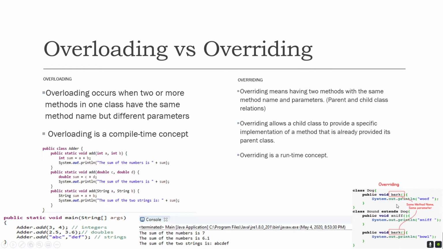So yeah, over here I have an example. It's just class Dog, public void bark. It's present twice, but one is a child of Dog, the Hound. So it's using the same method of bark, but with a different implementation. This one's woofing, this one's bowling.